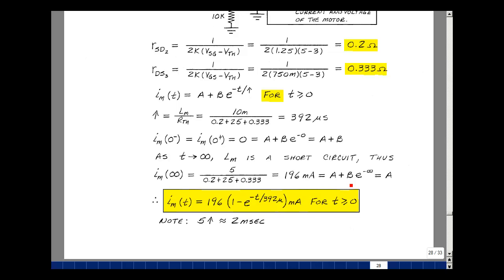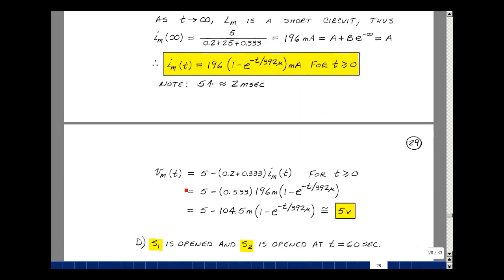That's going to be A plus B times e to the minus infinity, or just A. Our equation is A, which is 196 milliamps, and then B is the negative of A. Here's the minus 1 times 196 milliamps, and this equation again is true for t greater than or equal to 0. And 5 time constants is again 2 milliseconds.